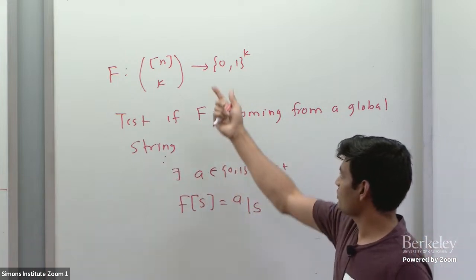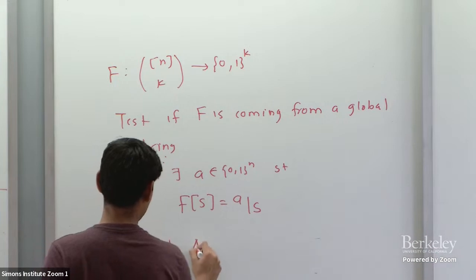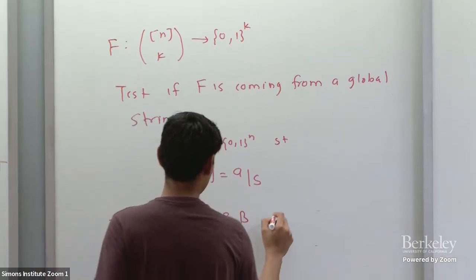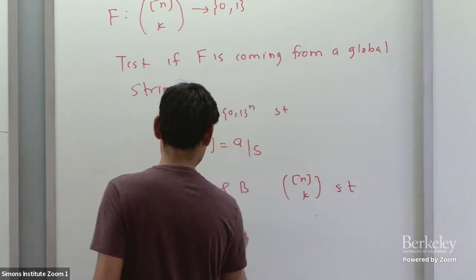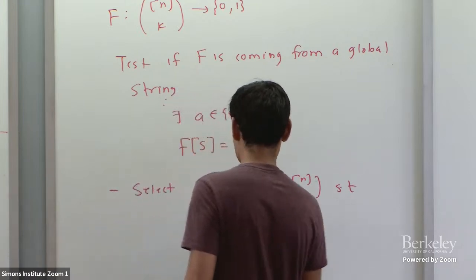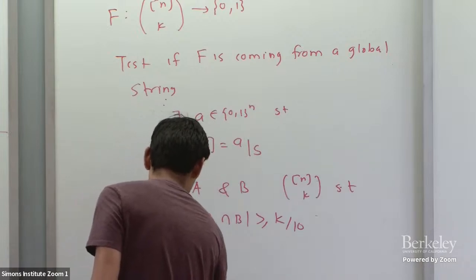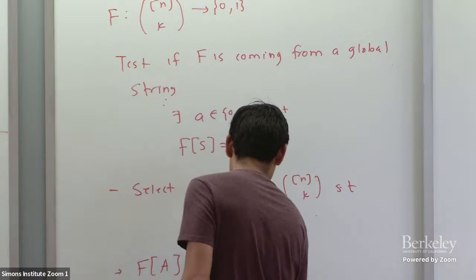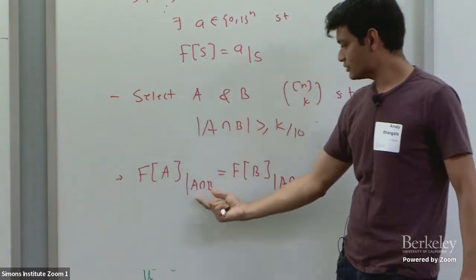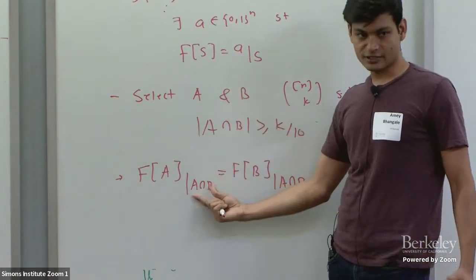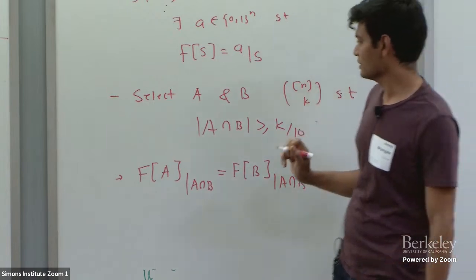So how do you test if a given map is such a direct product? There's a natural test: select A and B from n choose k, sets of size k such that the intersection size is, say, at least k over 10, and then check if F of A at the intersection is the same as F of B at the intersection. If F was indeed coming from a global string, then this would just be the string small a at A intersection B, and the check passes.